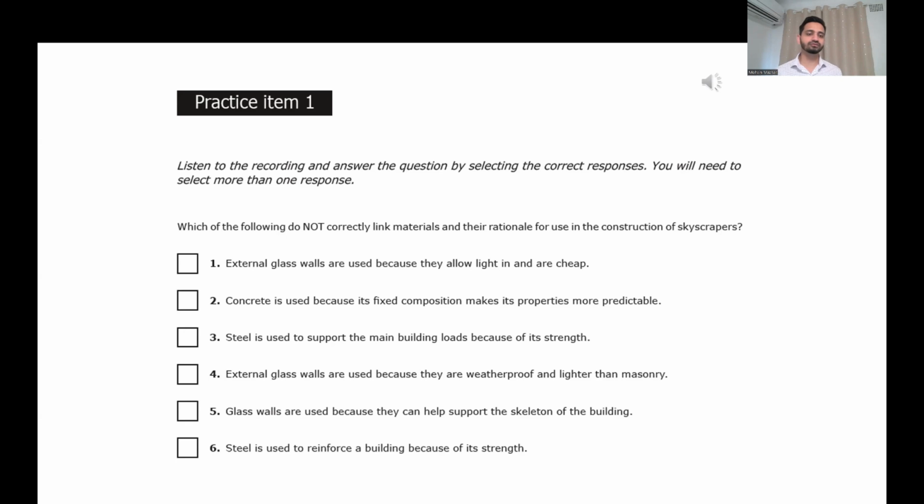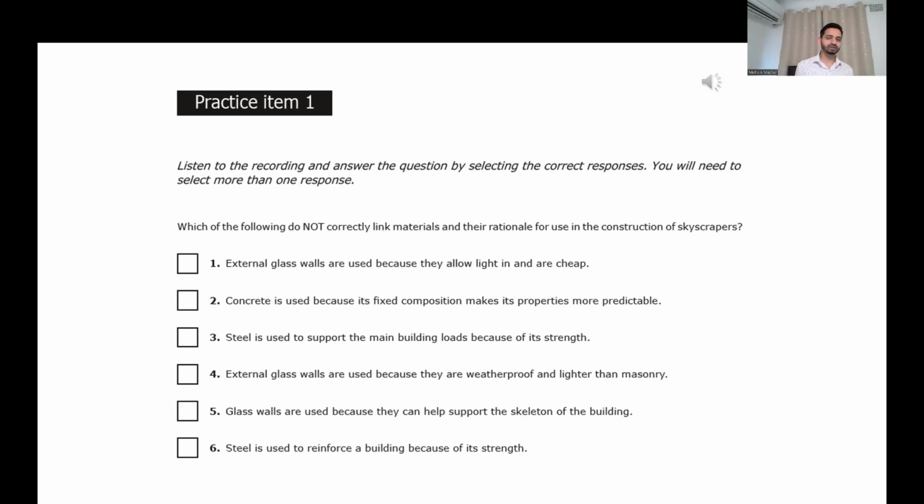Let's read option number 4. External glass walls are used because they are weatherproof and lighter than masonry. So did we talk about this, weatherproof and lighter than masonry? I think that was mentioned as well. So that cannot be my correct answer because that's a true statement.